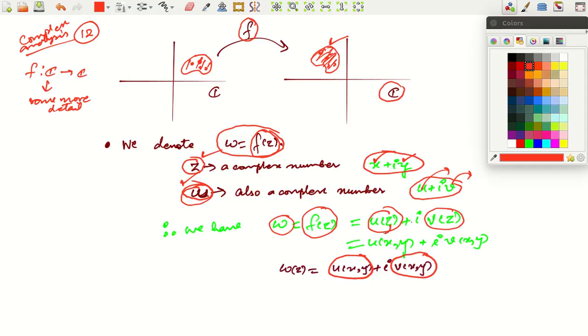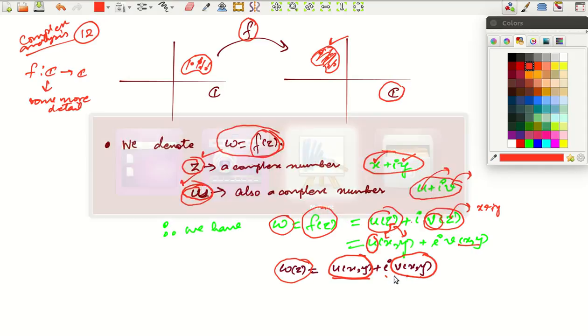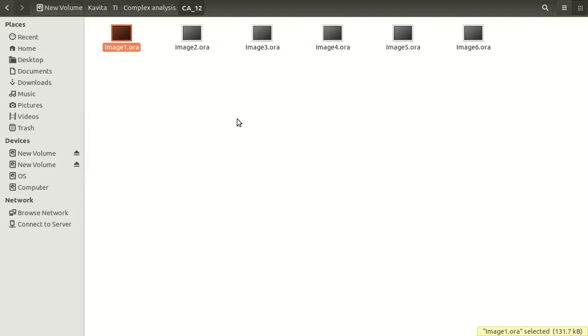Now z is x + iy, and u is a function of z. Therefore u is a function of x and y. Similarly, v of z, where z is x + iy, is indirectly a function of x and y. So I can write w(z) as u(x,y) + i v(x,y), right? So let us see where we have reached, what we are doing exactly.